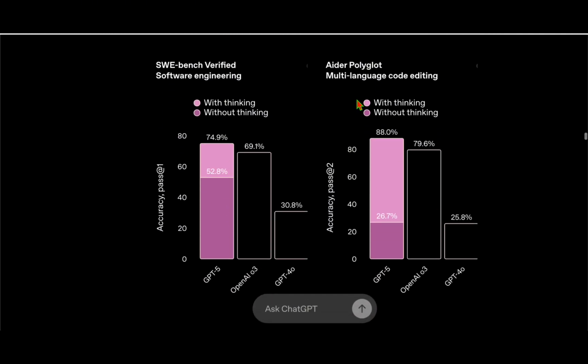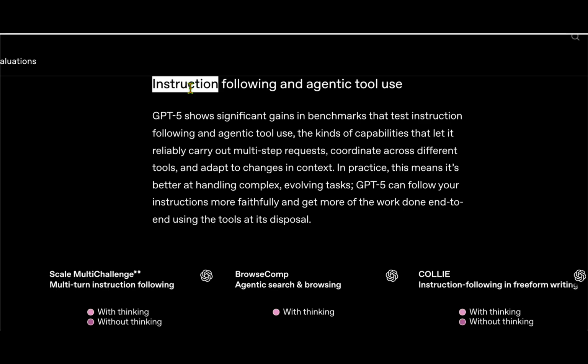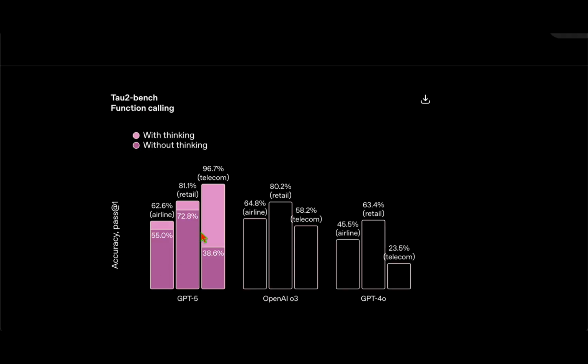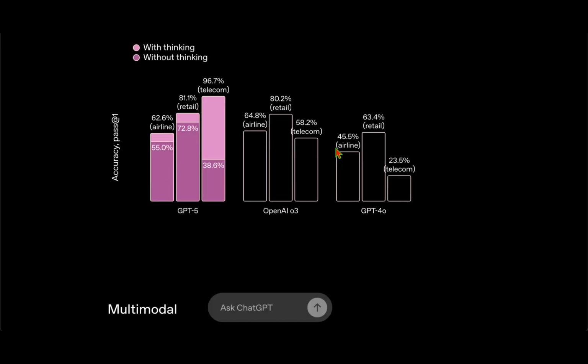And now comes the most exciting bit, which is coding. With the SWE-bench Verified, GPT-5 now beats OpenAI O3. It's at 74.9, with OpenAI O3 just at 69. With Aider Polyglot, you can again see that GPT-5 leads with thinking, and it beats OpenAI O3 again. Now we can also move on to instruction following and agentic tool use. And once again, with the Tau benchmark, it seems to dwarf that of OpenAI O3 and GPT-4o, making it definitely the best model even in this case.